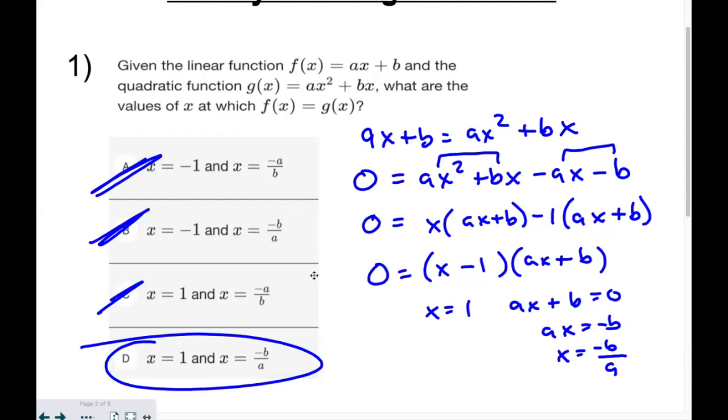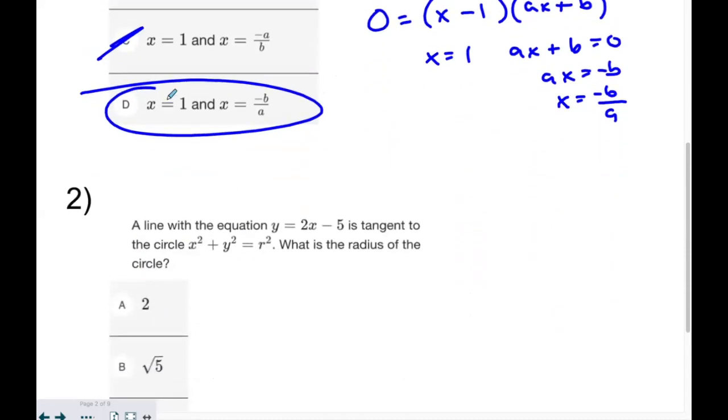Like I said, you could just start plugging in the answers. Like if you plug in 1, you'll see here you'll get a plus b, and here you'll get a plus b. And then if you plug in negative b over a, then you will get the same thing. But this was just a nice way to review some factoring. It's probably the way I would do it anyway, because I feel like if you are good at factoring, you can do this pretty quickly. All right. Now, number two.